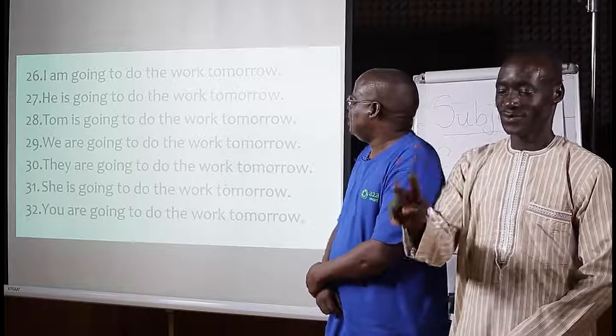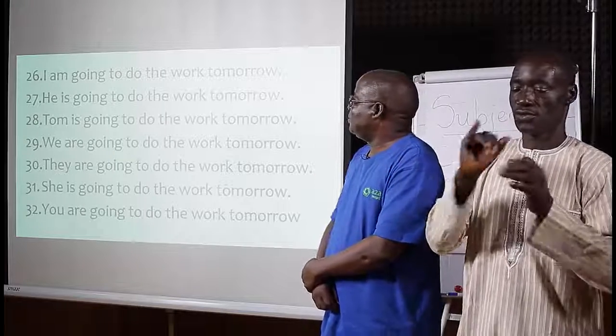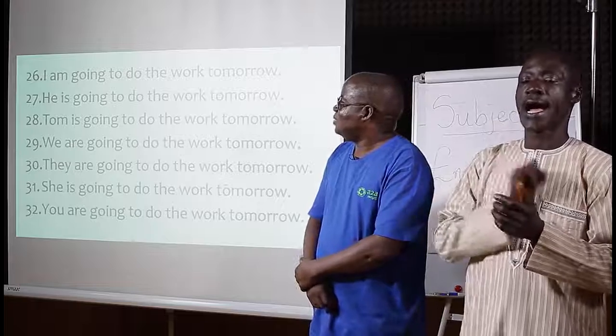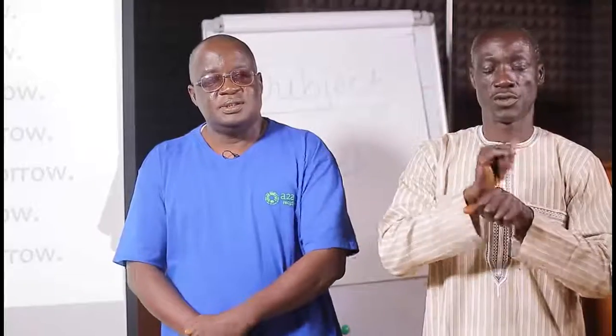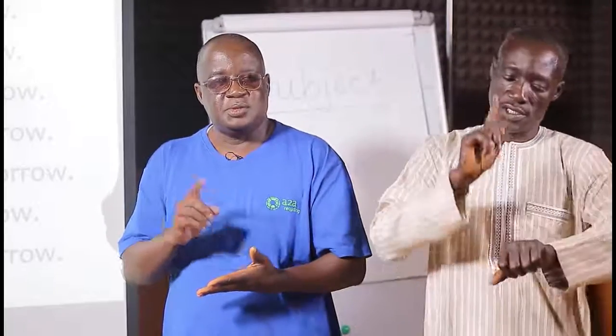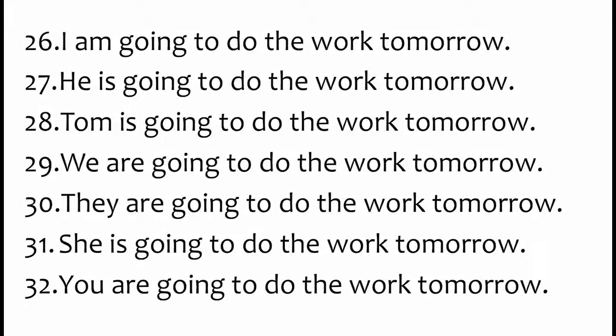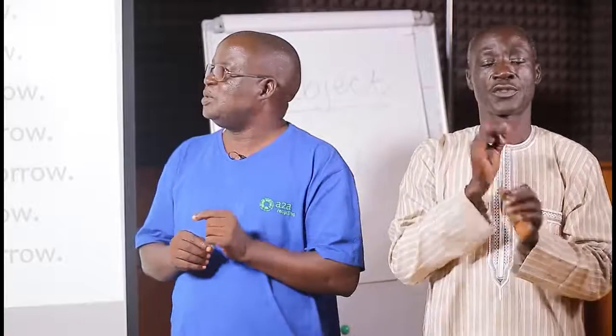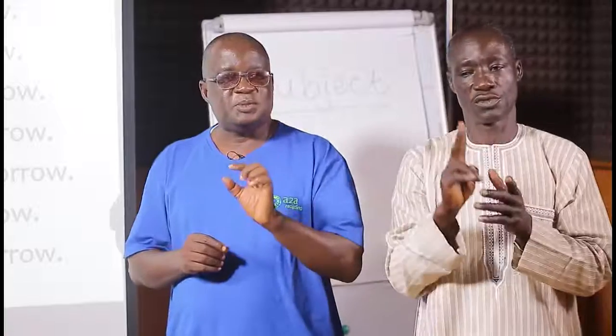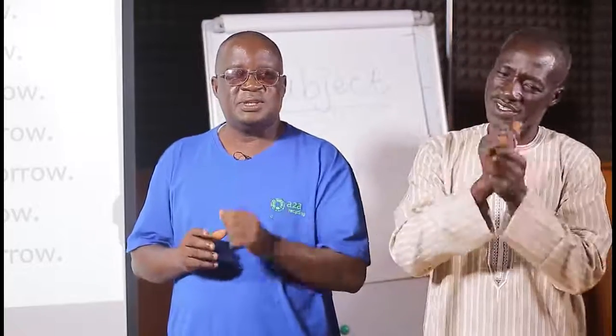26. I am going to do the work tomorrow. The time for the action is tomorrow, but the specific time for the action to occur is not stated. 27. He is going to do the work tomorrow. Now, if you see the difference between number 1 and 2, the subject just changes, but the verb still remains.